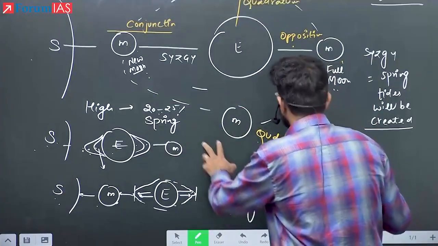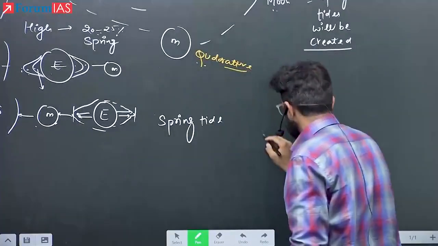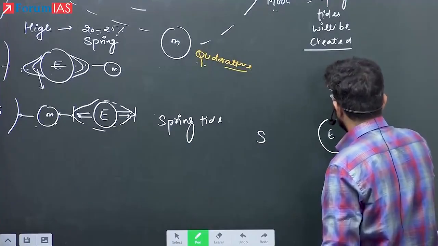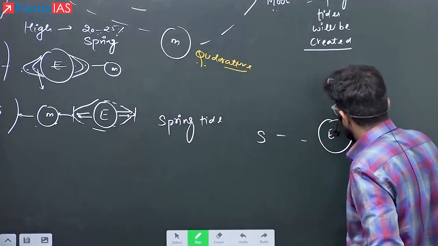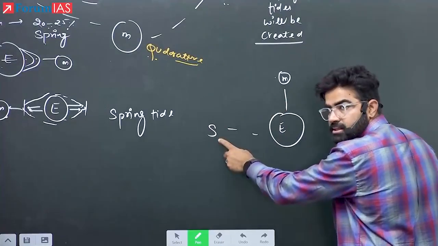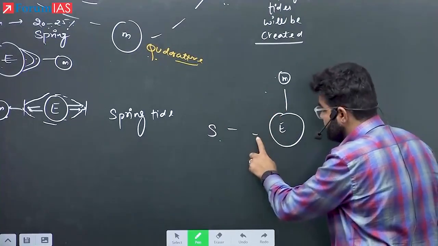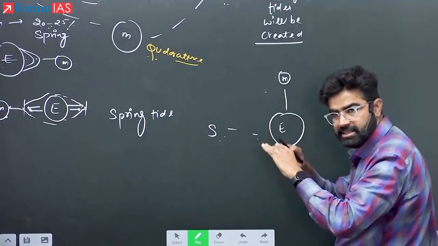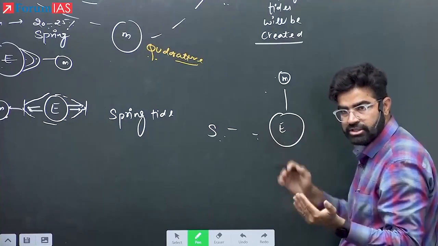I'm just explaining here. Now tell me, this is the sun, and now here we have the earth. Here this is the moon. Can I say the force of sun and moon will be negated by each other? Yes or no? Yes. Both are pulling. The sun is pulling the water towards it. The moon is pulling the water towards it. Therefore, can I say the force of this attraction will be distributed?